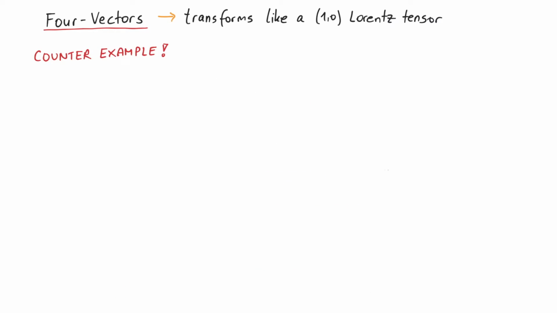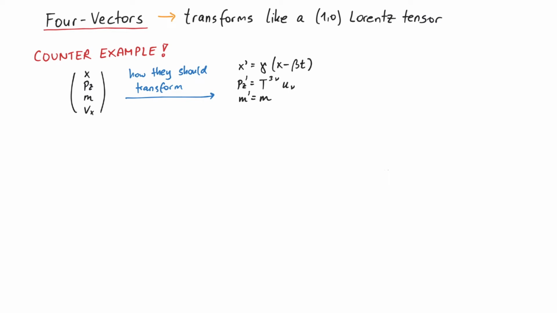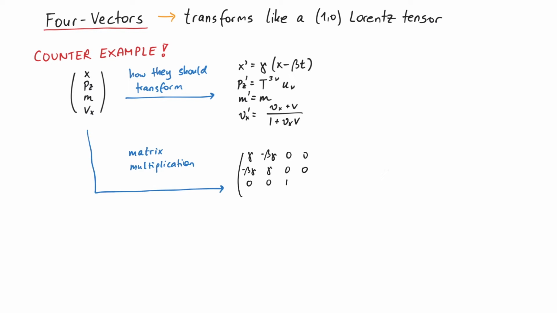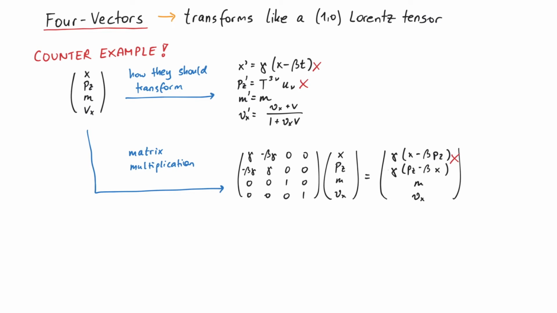To give you a counterexample, let's consider this thing. First, the x-coordinate, the momentum in z direction, the object's mass, and finally its velocity in x direction. This looks like a 4 vector, but is it? Let's check by looking at how it transforms under a Lorentz transformation. Now, this is how those properties should transform independently. But if we multiply the Lorentz transformation matrix onto this thing, we get some strange relations that don't agree with our previous relations. Therefore, this is no 4 vector.